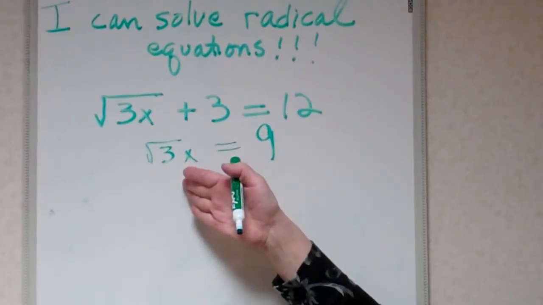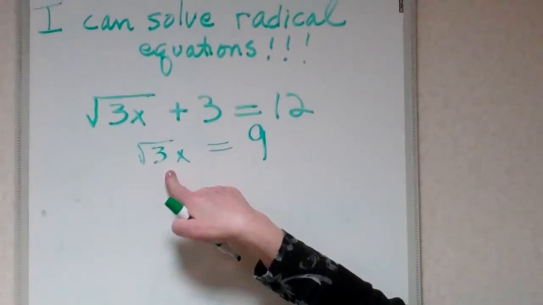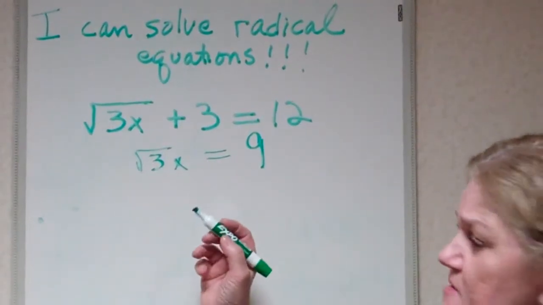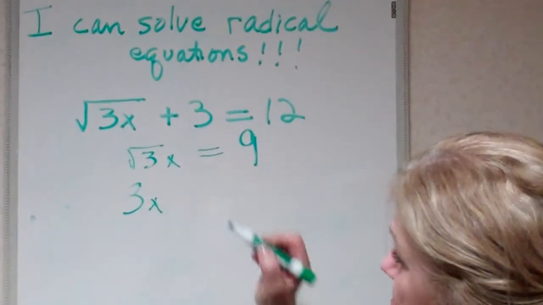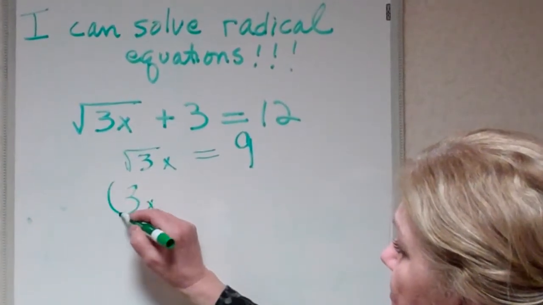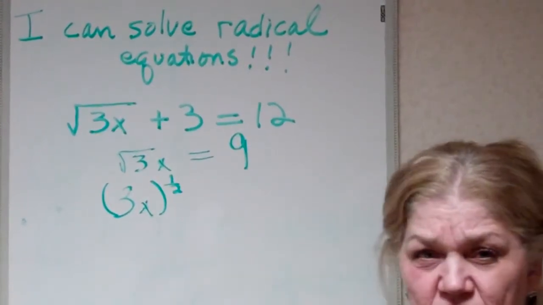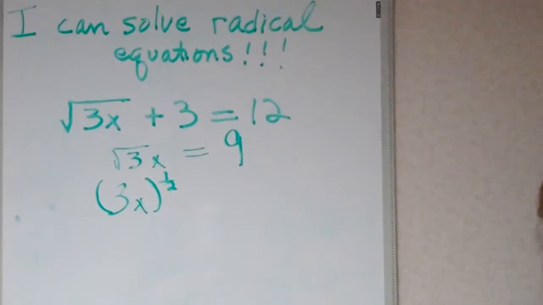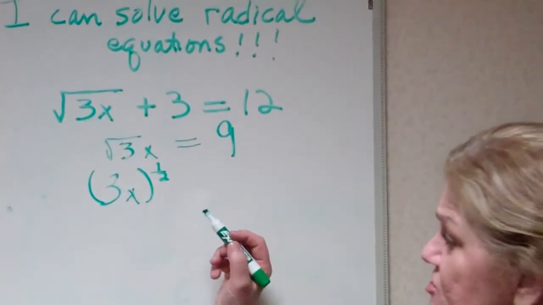How do I undo that operation? I have to square each side. Now let me show you why that is. So I have 3x, and if I write this in radical form, I have 3x to the 1/2 power. I want that just to be 3x. So what I have to do is raise that to the inverse of 1/2, which is 2.